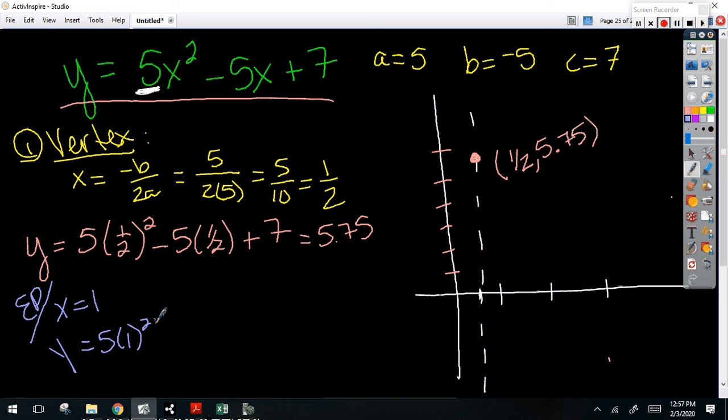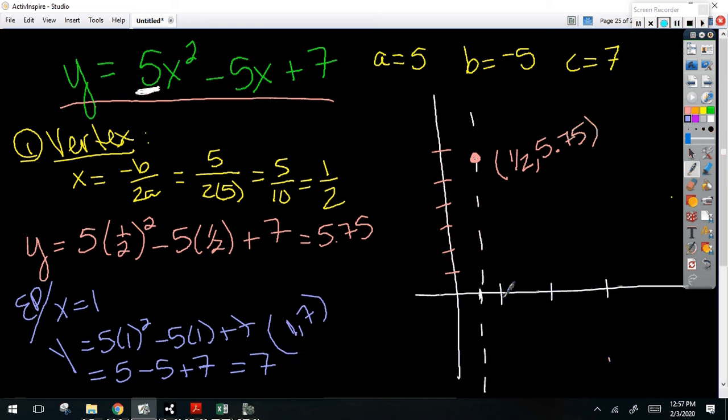And I'm not teaching this quite in the depth that I would if it was the first time you'd heard it. So if you're not understanding or I need to slow down, let me know. 1's an easy one to plug in. 1 squared is 1. I got 5 minus 5 plus 7, which is what? 7. So what are the coordinates of this easy point? 1, 7. So 1, and then up to 5, 6, 7.